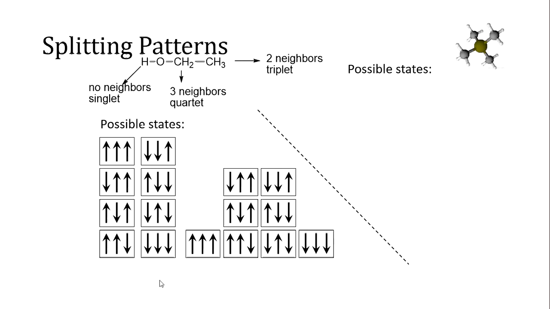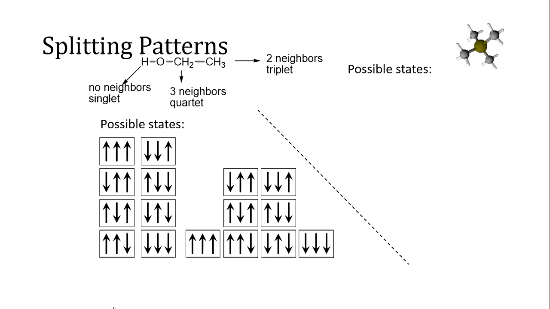Now we have a slight excess of opposed, so this generates a slightly smaller B net, and then 3 opposed, which generates an even smaller B net. These 4 stacks of possible spin states of the neighbors actually mirror the number and shapes of the peaks that this is split into. So 3 neighbors generates a splitting into 4 peaks that have relative heights of 1 to 3 to 3 to 1, and this is why.